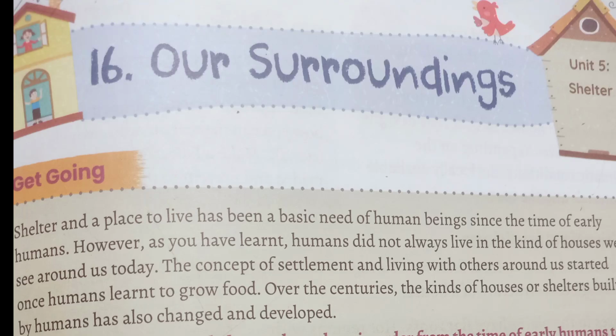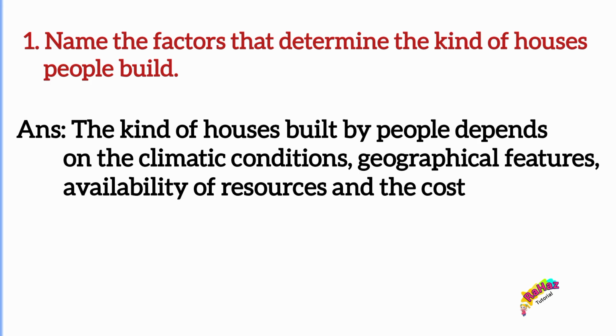Today I am going to discuss the question answer of the chapter 16 Our Surroundings from the book Bumblebee 5. Let's start. Name the factors that determine the kind of houses people build. Answer: the kind of houses built by people depends on the climatic conditions, geographical features, availability of resources and the cost.